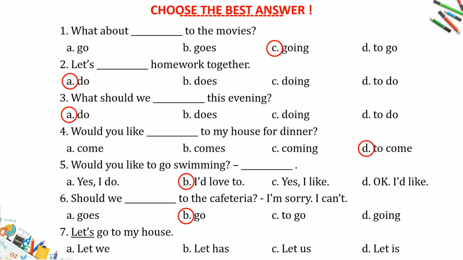And the last one, number seven, let's go to my house. Let's is a short form of let us. So the answer for number seven is C, let us. How many correct answers do you have? 7 answers is very good. Congratulations.